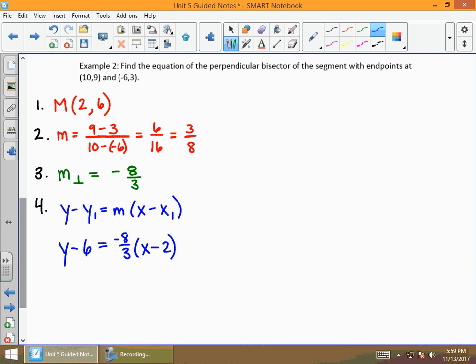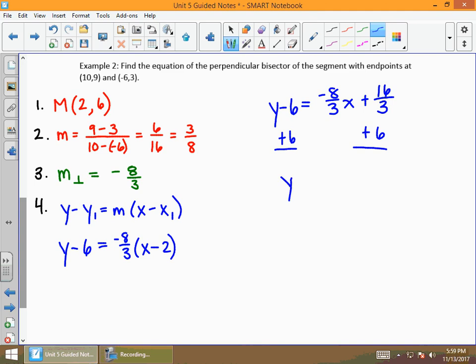And now I solve for y. So I'm going to distribute first. So y minus 6 is equal to negative 8 over 3x minus negative 8 over 3 times negative 2, which is going to be positive 16 over 3. And then to get y by itself, I'll add 6 to both sides.